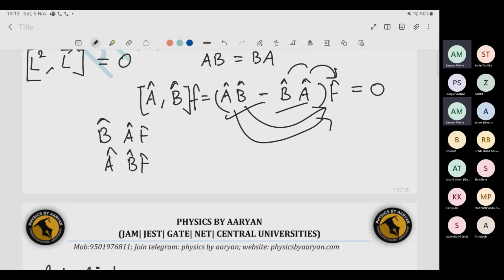Now this may seem quite mathematical, but let's come back to the uncertainty principle, the Heisenberg uncertainty principle. What happens is, can you measure both X and P together?